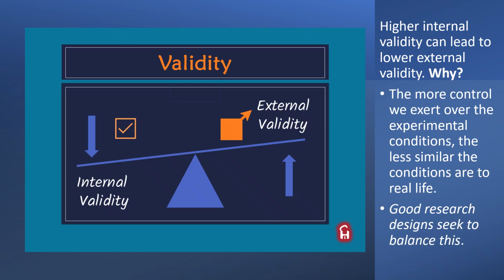So these two types of validity are always sort of working against each other. So if we have lower internal validity because we try to create a real life situation, we end up with higher external validity, the real life situation. But as we try to improve internal validity, we end up taking away from external validity. In other words, the more control we exert over experimental conditions, the less similar the conditions are to real life. And so good, careful research designs work hard to balance out these two competing objectives in research.